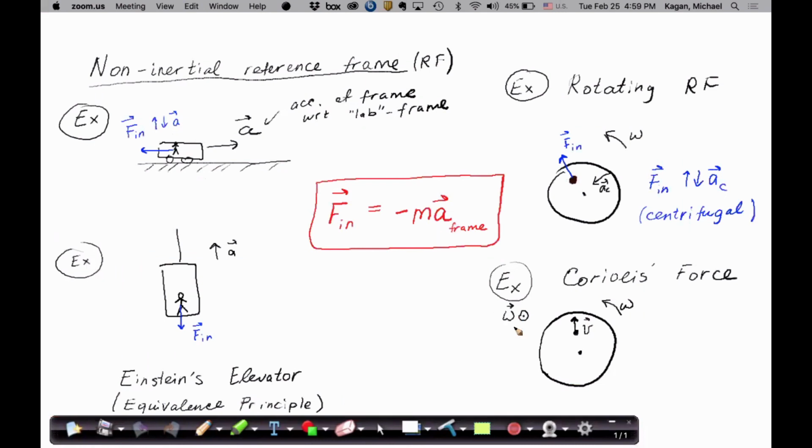So omega is out of page, okay? So the Coriolis force is 2m omega cross v. Let me see if I got it right. Actually, I got it wrong. It should be v cross omega. It's the other way around. And you'll see why, okay?